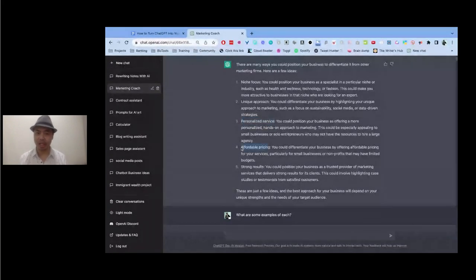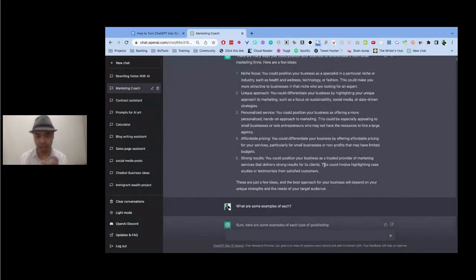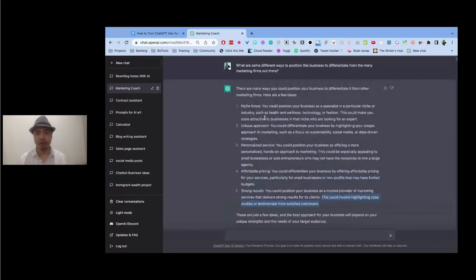Number 4 is around pricing. It suggested affordable pricing. Here, you can take that idea and say, well, if it's suggesting affordable pricing, maybe I can position on premium pricing. That's another way to go about it, depending on what you want to do. And then finally, strong results is the 5th suggestion, which I really like. And I like the suggestion here saying that this could involve highlighting case studies or testimonials from satisfied customers. And I know this works because that's one of the services I provide to my clients, is actually creating those case studies for them, so then they can position their businesses with strong results, right? So I really like the response here for ways to position.